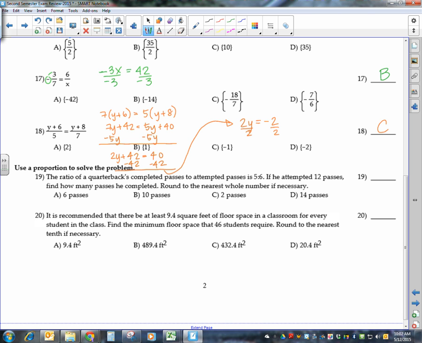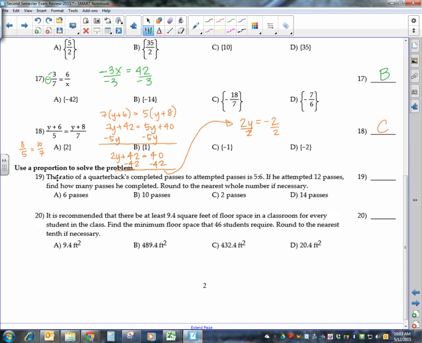Again, as always, if you don't know how to solve it, go plug it in. But when you plug in 2 plus 6, that would give you 8 over 5 on that side. 2 plus 8 is 10 over 7. Are those the same? You're going to cross multiply to know if you don't know already. So you can do the same thing with each of these and get the right answer also, if you know how to plug those in correctly.